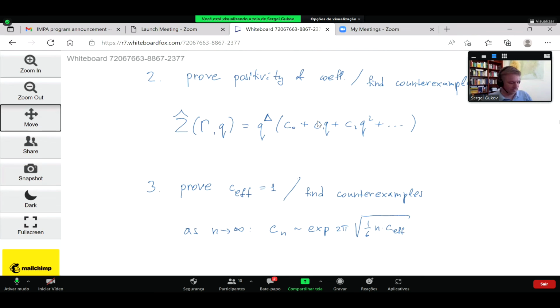I was going to ask the same thing actually. Do you expect in general that the effective central charge is equal to the rank of the gauge group? Like I say, I don't know.